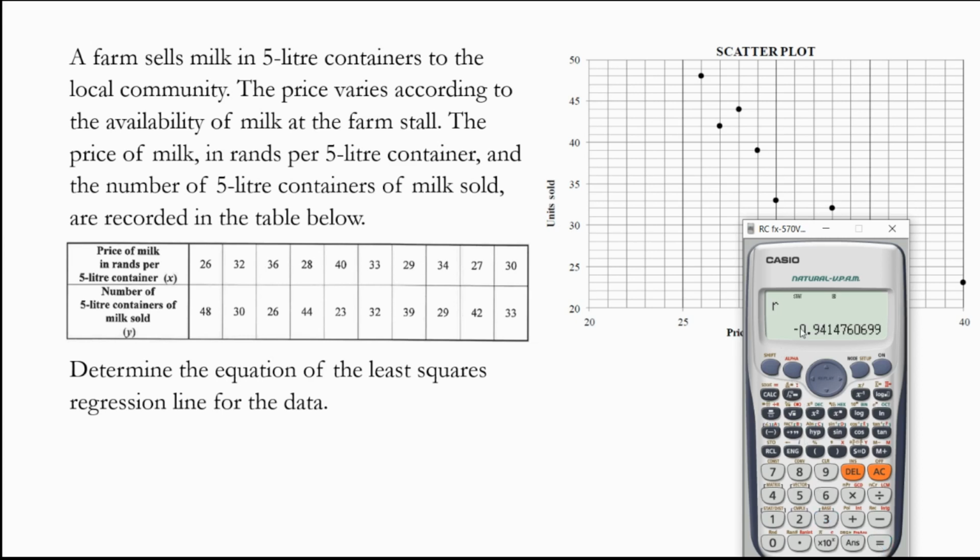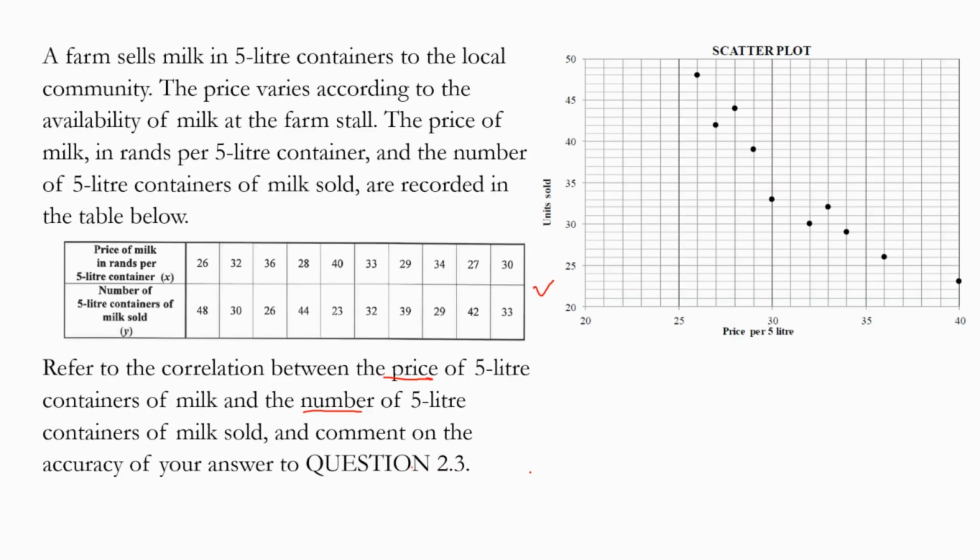You see that our correlation coefficient is negative 0.9414760699. Okay, and then you can round off accordingly after that. We have found that the correlation coefficient R is equal to negative 0.94. So this correlation coefficient shows that there is a strong negative correlation between what? Between the price of the 5-liter containers and the number of 5-liter containers.